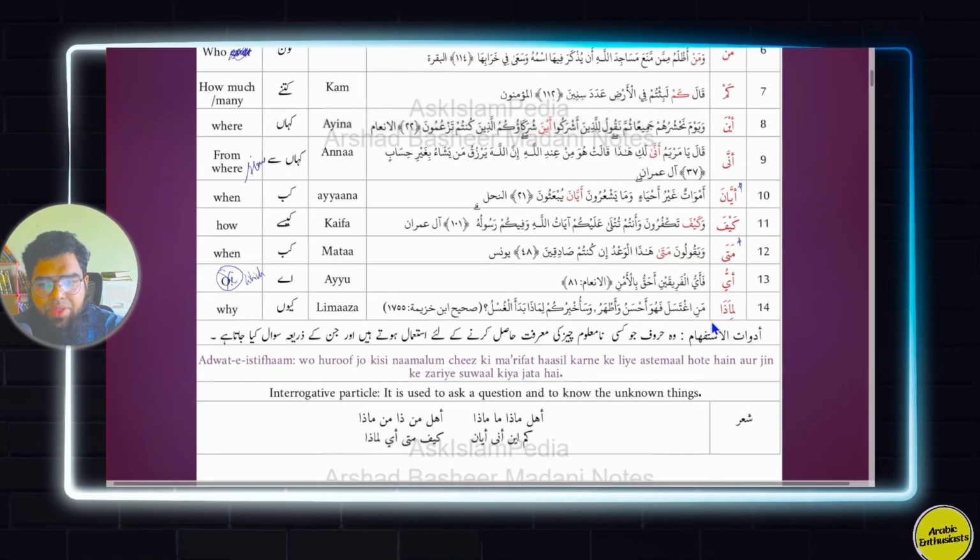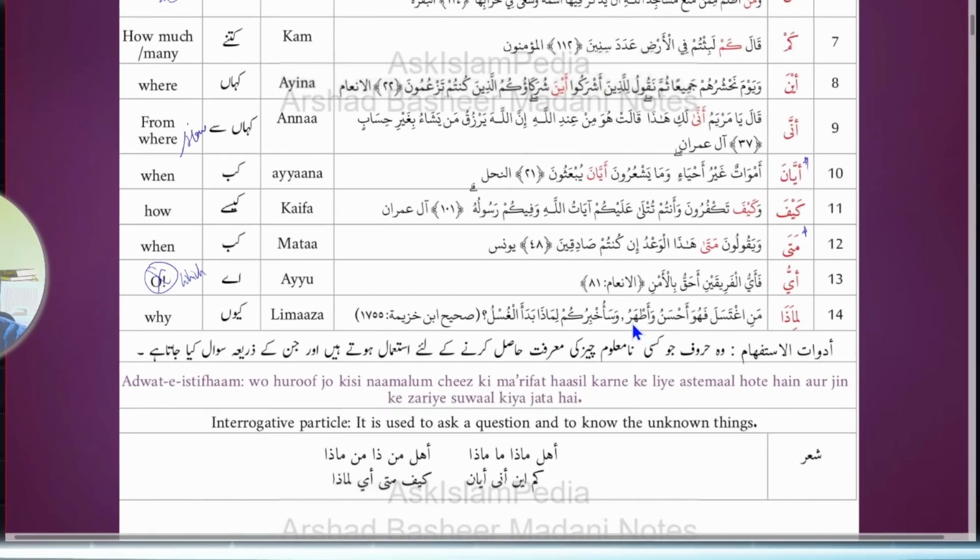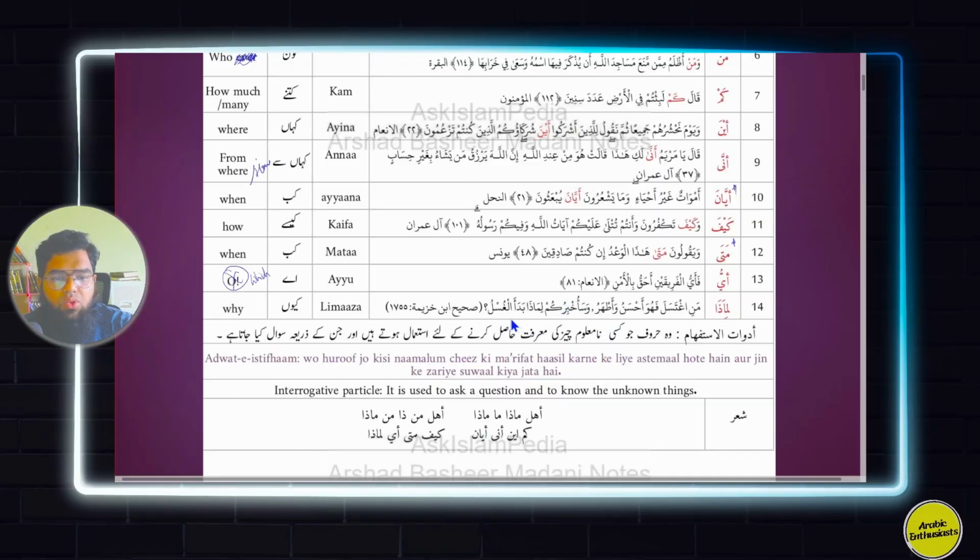Limada is why. Very common. Man ightasala fahuwa ahsanu wa athhar. And I will inform you why ghusl started. This is from Sahih ibn Khuzaimah. Whoever does ghusl on the day of Jum'ah, it is better and more pure. I will inform you why ghusl started. So this is hadith. Why? Maybe in the Quran there was not an example yet, so that's why the Shaykh, hafizahullah, brought it from the hadith.